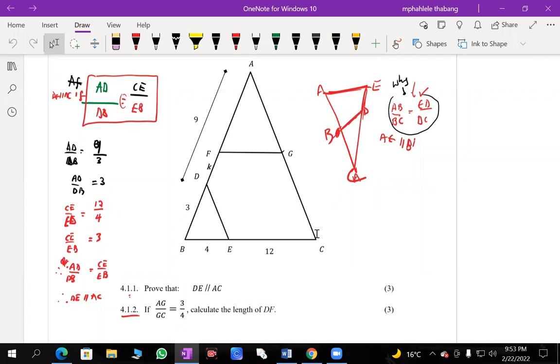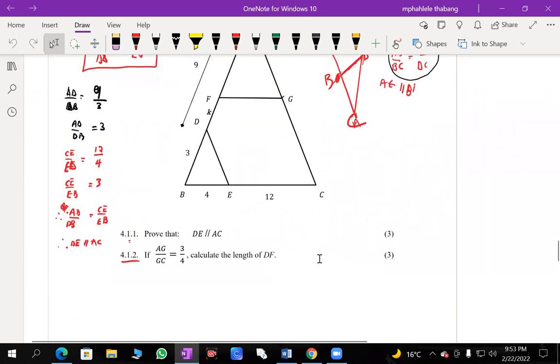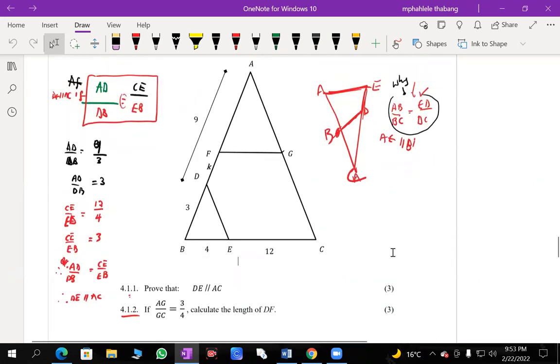There is another issue: three marks are not enough to prove that lines are parallel and to also make calculations. I can also tell from the marks that there was no need to prove that FG is parallel to BC. So I tried to prove that DE is parallel to AC.